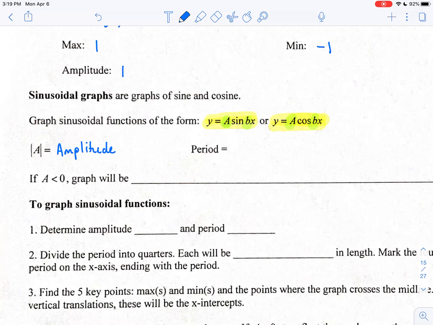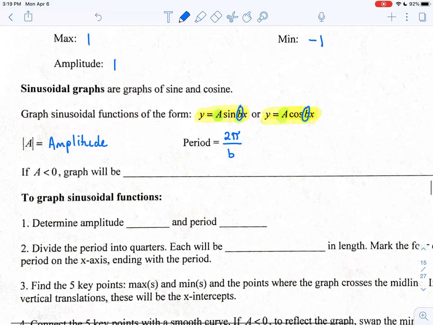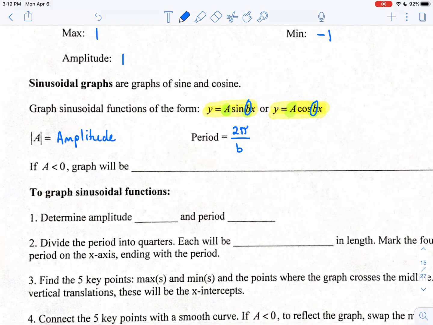The period would be something that we would calculate using the B value. So the period is equal to what the normal period would be, which is 2 pi, divided by that B value that you see inside next to the x. Okay, if A is less than 0, think of what happens if you have a negative in front of any function, like a negative in front of x squared. It means it gets reflected, or I could say reflected across the x-axis, but that's the same thing in this case as being reflected over the midline.